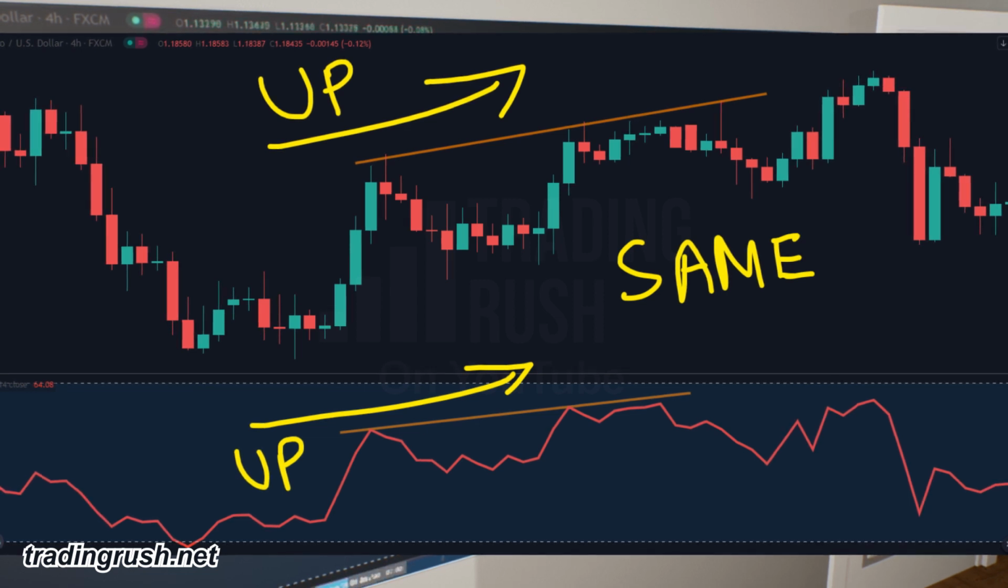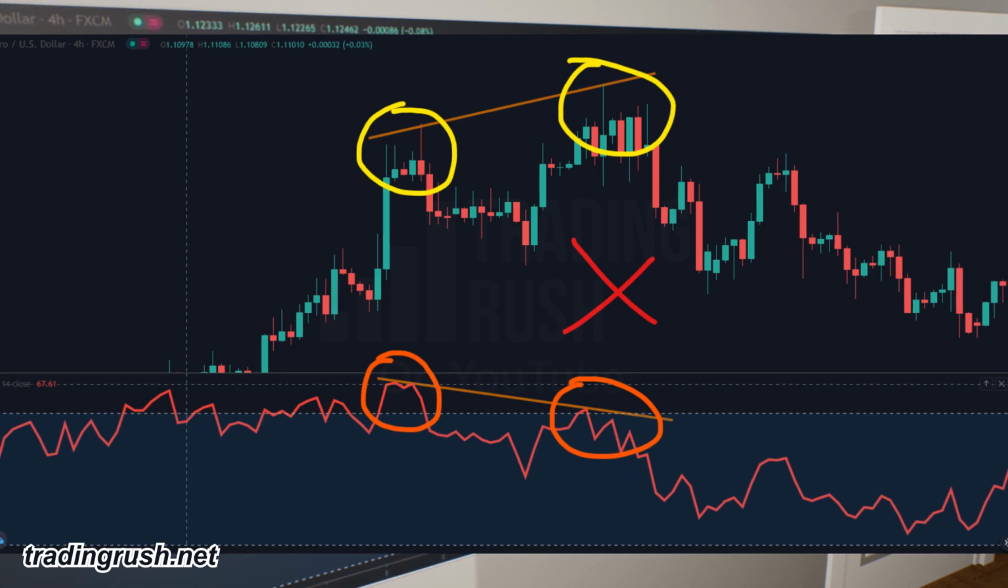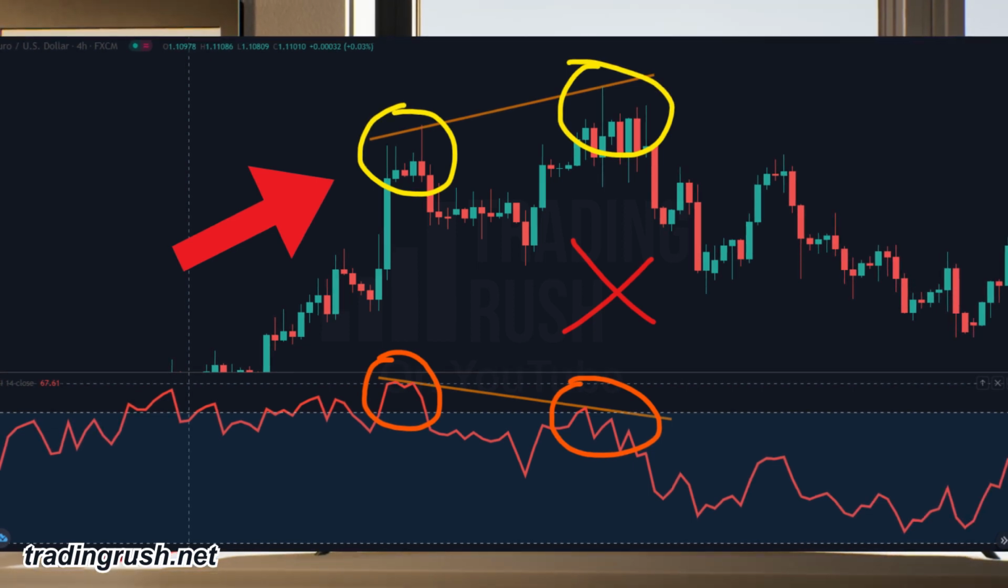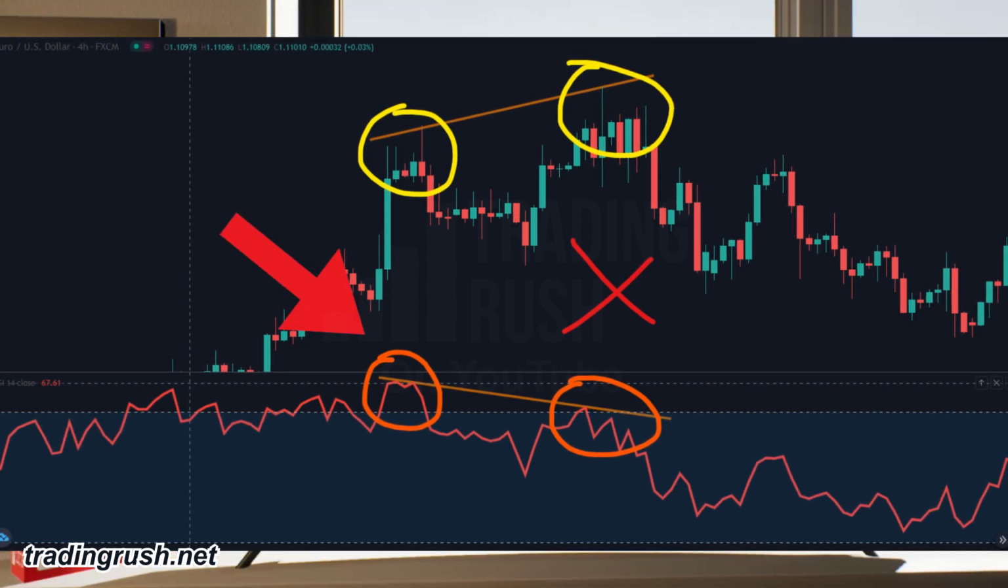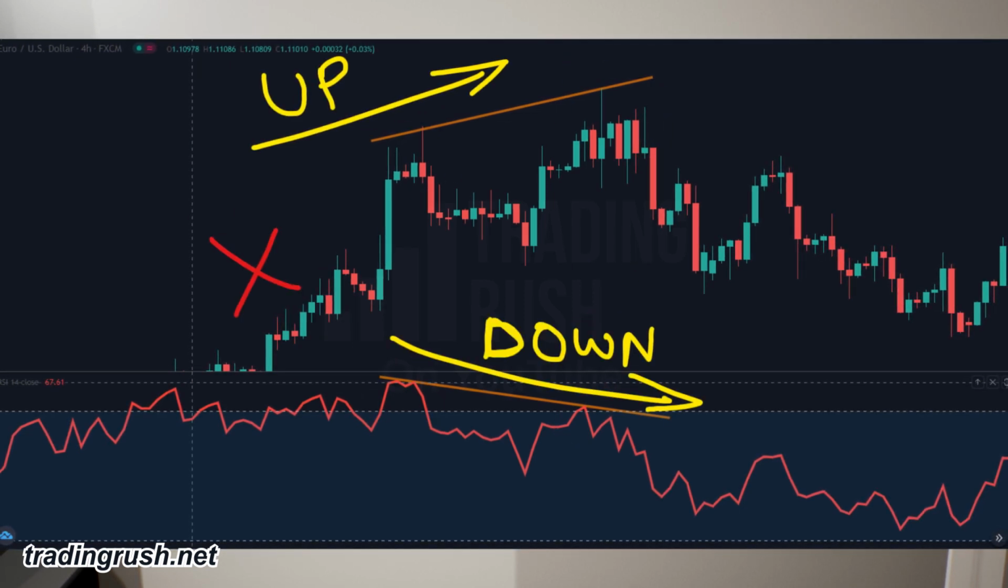Or in other words, the oscillator looks very similar to the price movement of the chart. But sometimes, you will see something like this. Here, if you try to connect the higher highs of the price and the indicator, you will notice that you can successfully connect the higher highs of the price, but the oscillator does not have a higher high. It has made a lower high. It has made a move that is not similar to the movement of the price. This is what a divergence looks like.